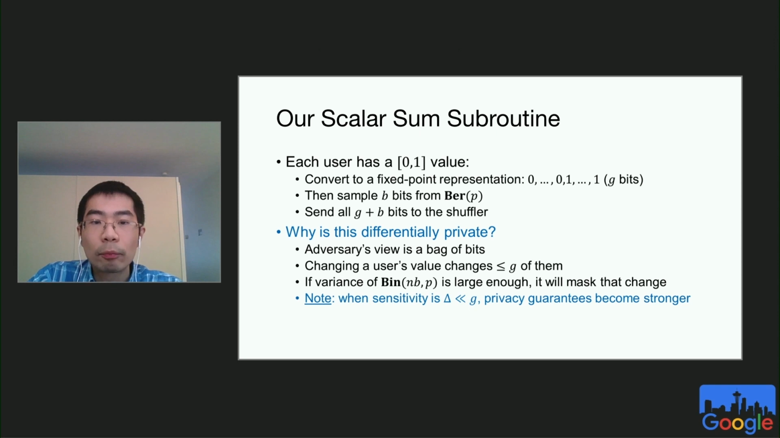Okay, so why is this private? Well, the view is a bag of bits, and changing a user's value changes at most G of them. So if the variance is large enough, it'll mask that change in a differentially private way. One special property to note is that when the sensitivity is small, the privacy guarantees become stronger. If the change is very small, we're adding the same amount of noise, so the adversary is more uncertain.